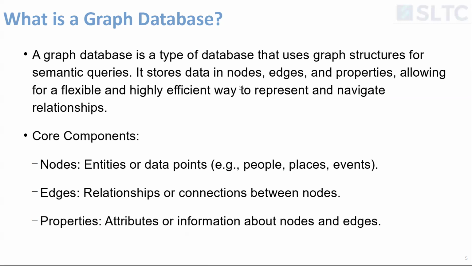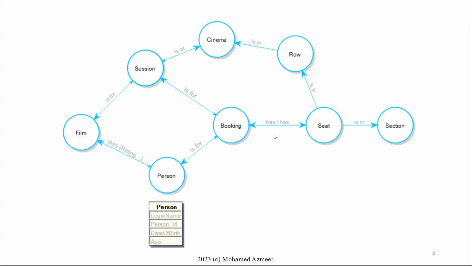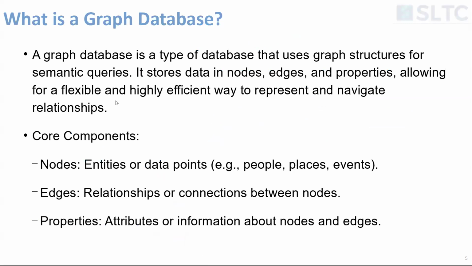So if you look at the graph, I mean the diagram here, you see the data is stored inside the node and also in these lines. These are called edges, right? So everything is important here. There are three components when it comes to graph databases: nodes, edges, and properties. All three are equally important.